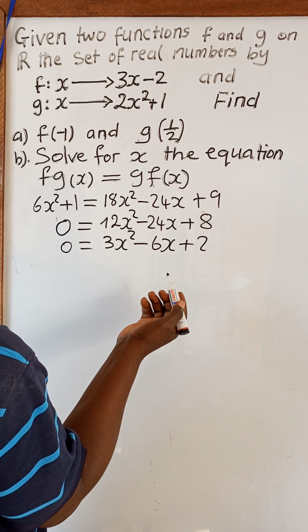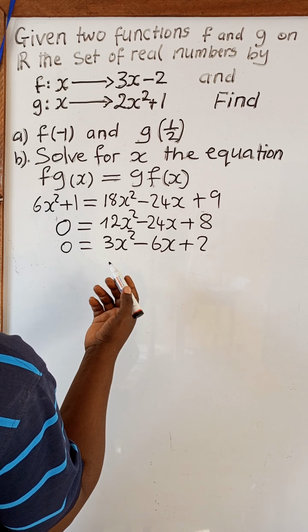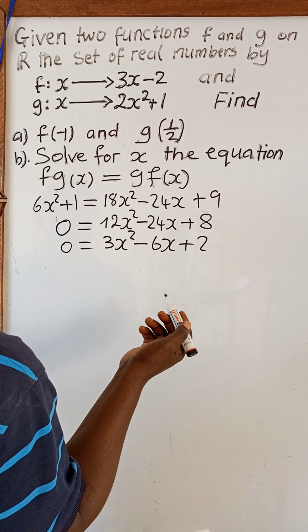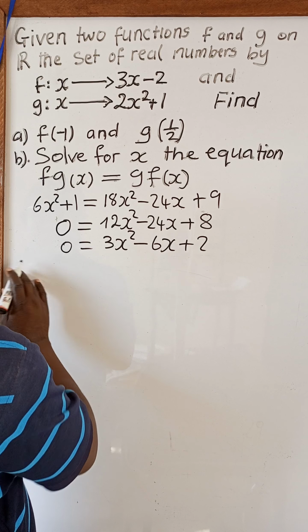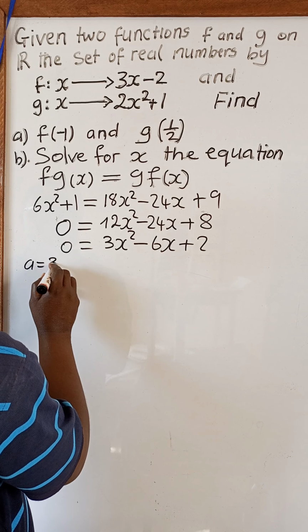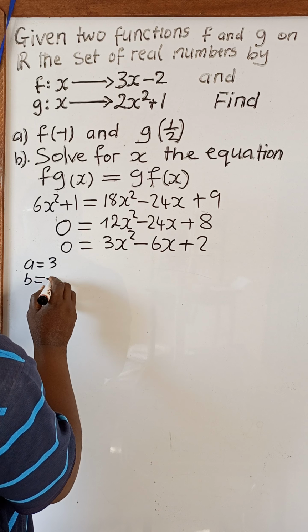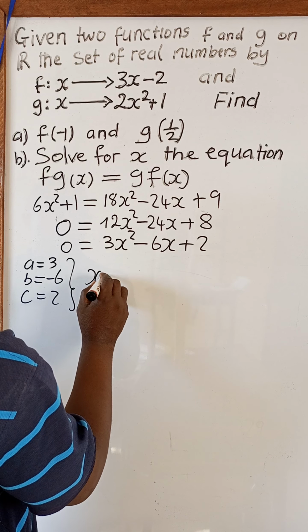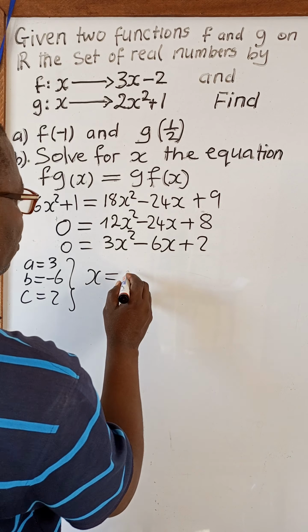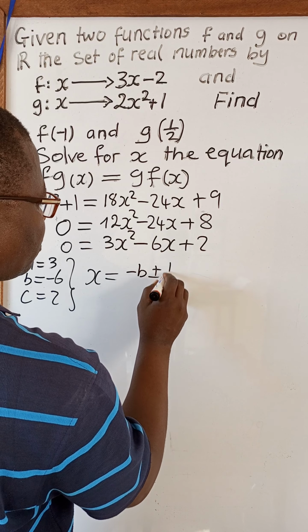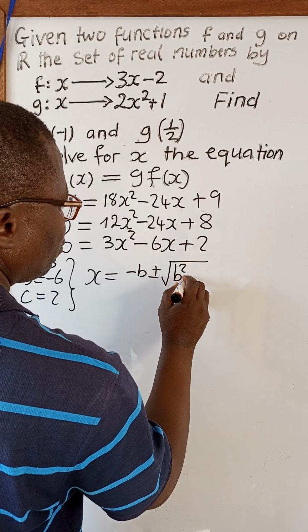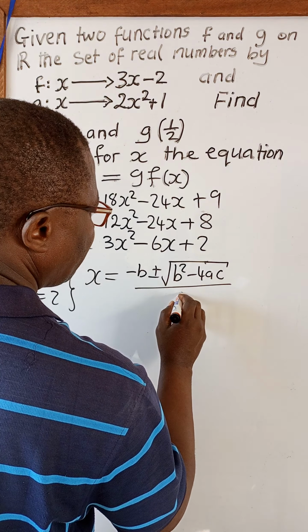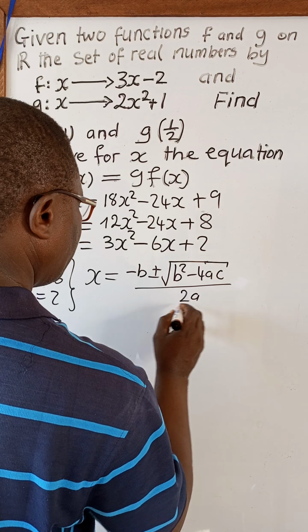Alright, so we can proceed with any of the methods. You can either use the factorization method or the quadratic formula. If we use the quadratic formula, for example, we know our a is 3, our b is negative 6, our c is 2. From the quadratic formula, we know that x equals minus b plus or minus root b squared minus 4ac, all of that divided by 2a.